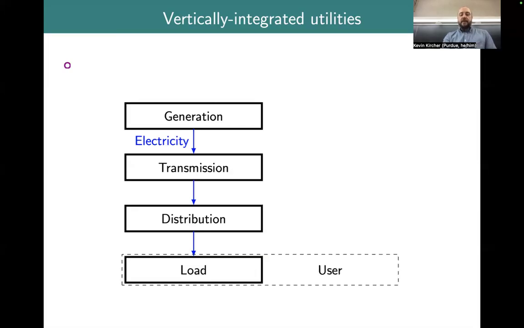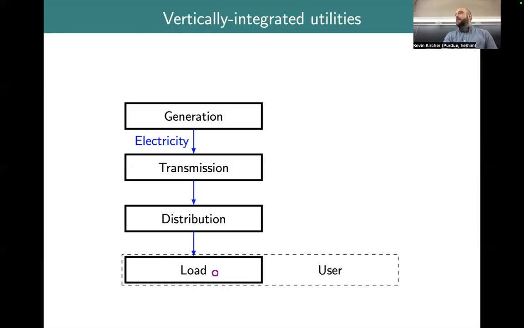The idea here is that almost the entire stack from electricity generation, so this is power plants, transmission, so this is high voltage power lines, distribution, so these are the lower or medium voltage power lines that you would see if you walk around West Lafayette, for example, and then load.